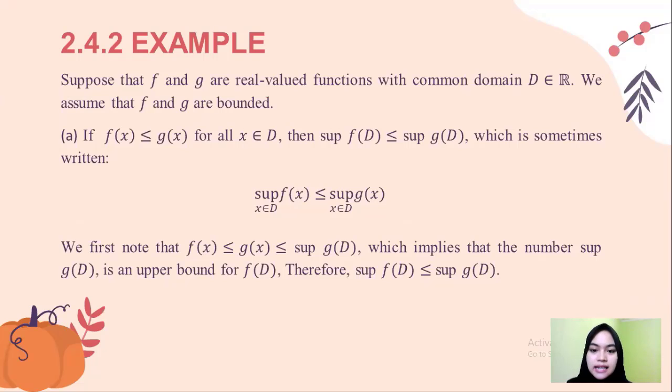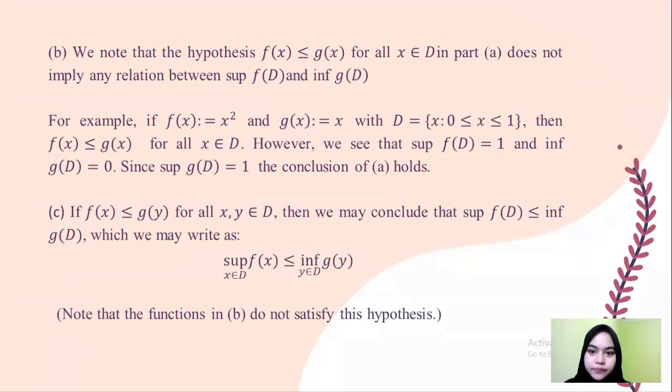the supremum of f(D) is less than or equal to the supremum of g(D), which is sometimes written as the supremum of f(x), where x is an element of D, is less than or equal to the supremum of g(x), where x is an element of D. We first note that g(x) is greater than or equal to f(x), and g(x) is less than or equal to the supremum of g(D), which implies that the number supremum of g(D) is an upper bound of f(D). Therefore, the supremum of f(D) is less than or equal to the supremum of g(D).